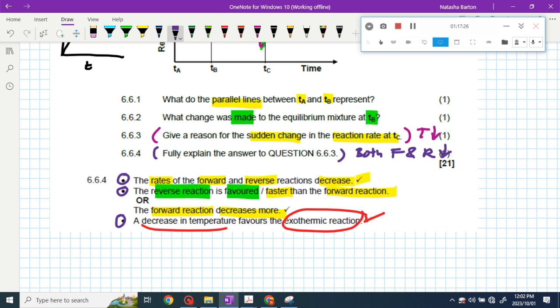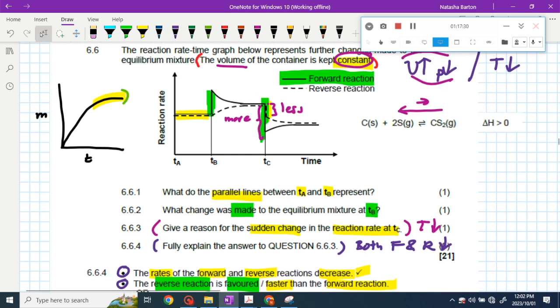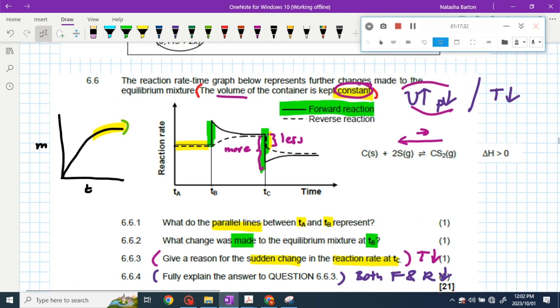Yes. You want me to scroll up? Yes. See there. You said the answer to the question 6.6.2 is increasing concentration. Why not temperature then?